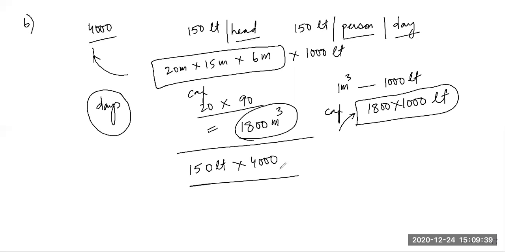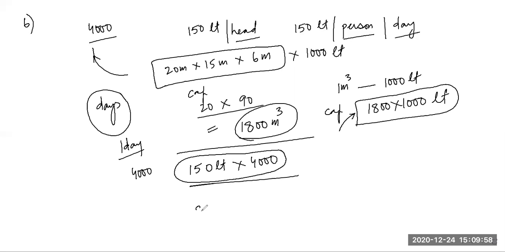6 lakh. Whatever it is, don't worry. No need to multiply. Automatically it will be cut. So this is 4,000 people in one day. They will consume this much liter of water, right?